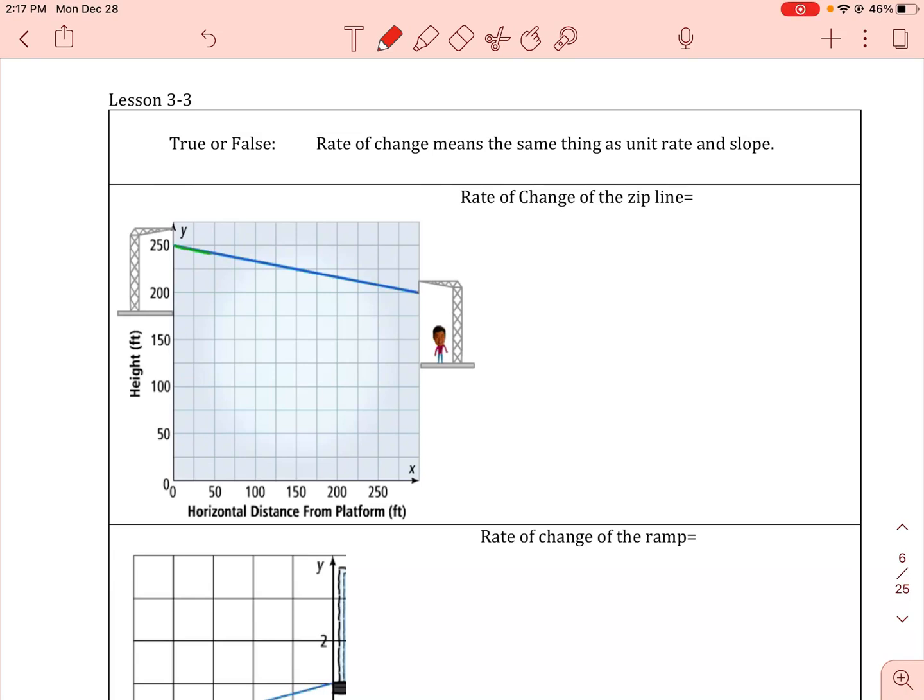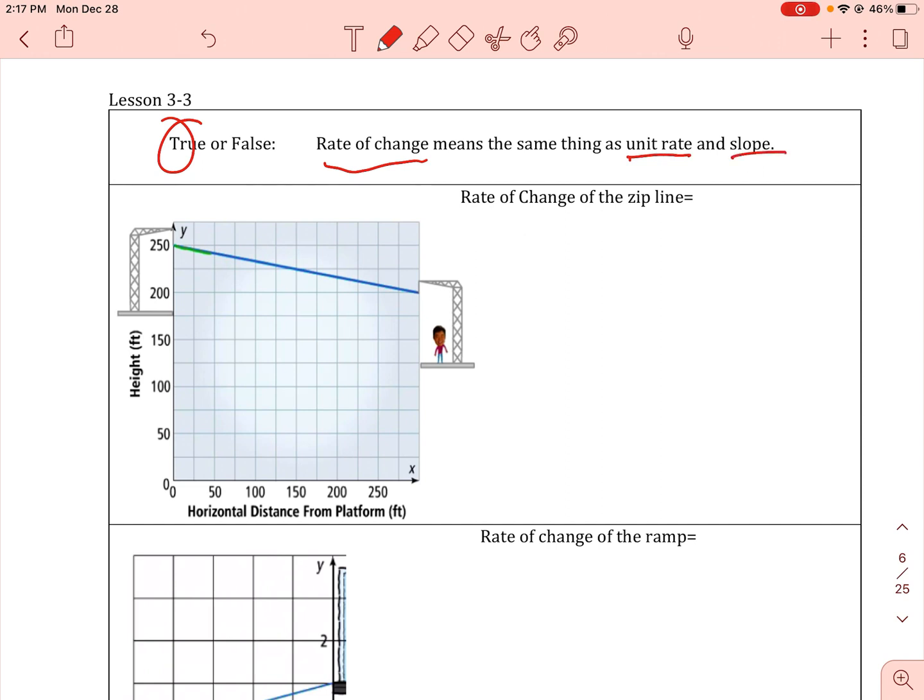All right, more with slope, unit rate, rate of change. We're going to start off with a true or false. Rate of change means the same thing as unit rate and slope. This is true. All of these, rate of change, unit rate, and slope, all mean the exact same thing.